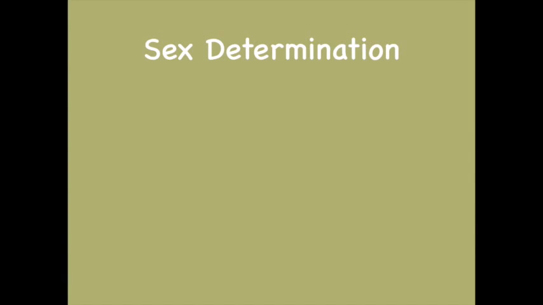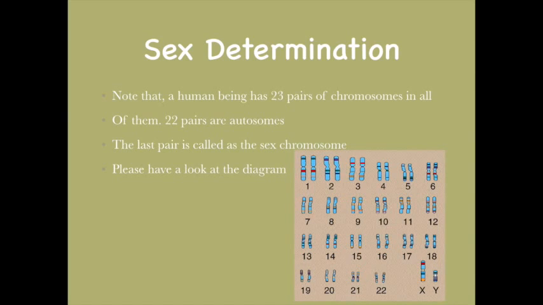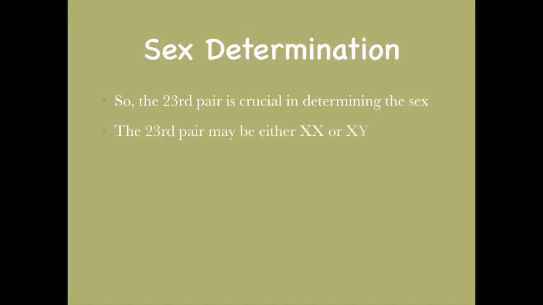So, you must be knowing that the human being has 23 pairs of chromosomes in all. Of them, 22 pairs are autosomes and the last pair is called the sex chromosome. Please have a look at the diagram showing you the 23 pairs of chromosomes. Observe the last pair. Of all the 23 pairs, the 23rd pair is a crucial one in determining the sex. The 23rd pair may either be XX or XY. If it is a double X, it's a female, and if it's an XY, it is a male.